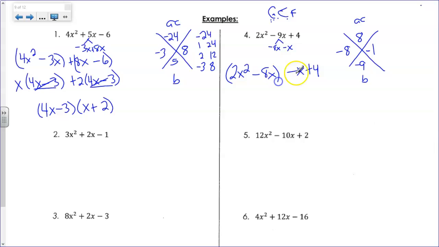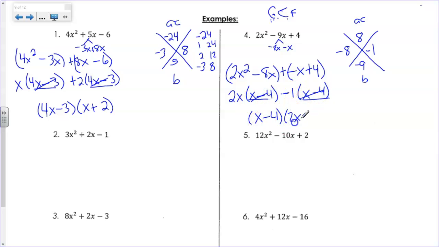Going to group the first two, group the last two, and always put a plus in between. Okay, I can take out a 2 and an x here, and that's going to leave me x minus 4. Here's a negative, so I know I want to take out a negative and then a 1, and that's going to leave me x minus 4. Again, your parentheses should equal. We're going to take those out. And then this is our leftovers. Okay.